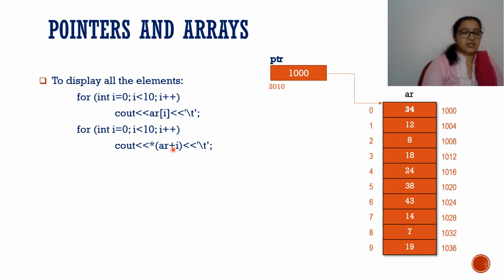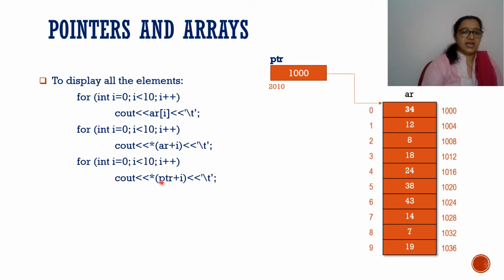Understood? Yes. Now see the third method, by using pointer variable. By using PTR also we can display it. int i = 0; i < 10; i++. See, *(PTR + i), the same as *(AR + i), because PTR is holding 1000 now. So 1000 plus 0 means 1000 itself. *1000 means we'll get 34 there.